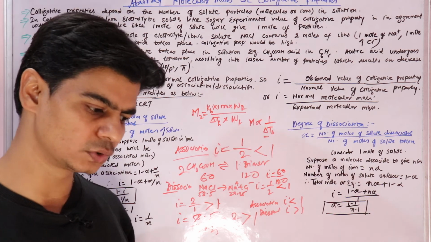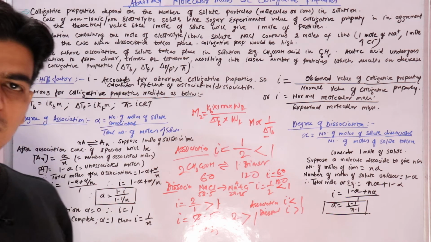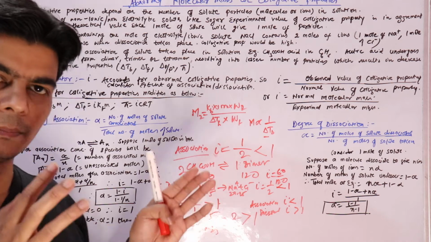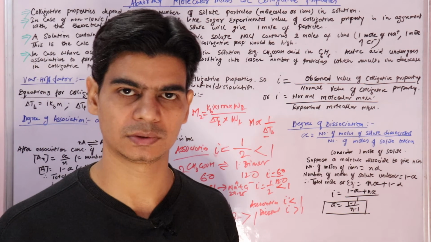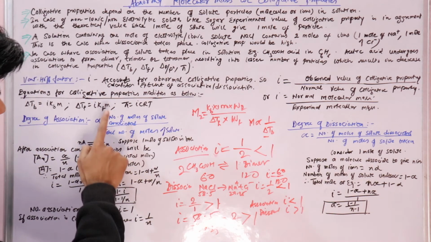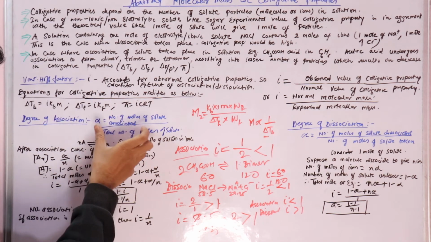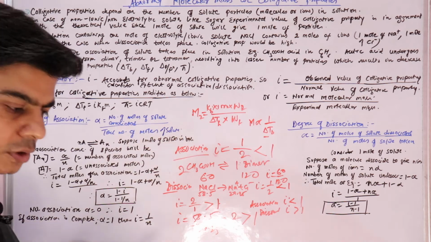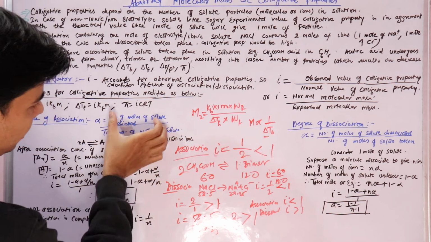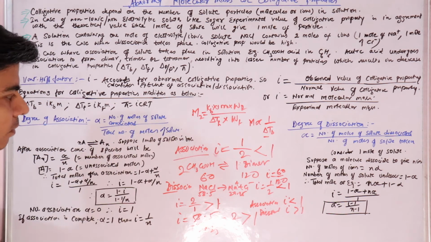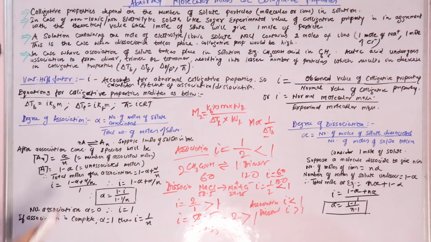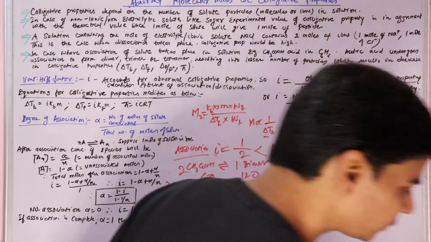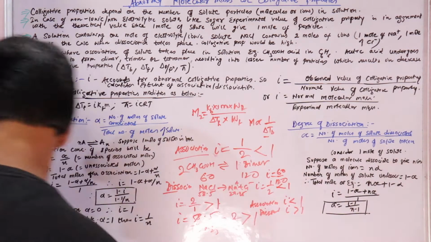If you dissolve, say, 10 particles of acetic acid in benzene, and 5 particles are associated, that is your number of moles of solute associated, right? If 5 particles of acetic acid are associated, here it's 5, and the total number of moles of solute was 10, so this is represented by alpha, the degree of dissociation. I'm sorry, the degree of association in this case.